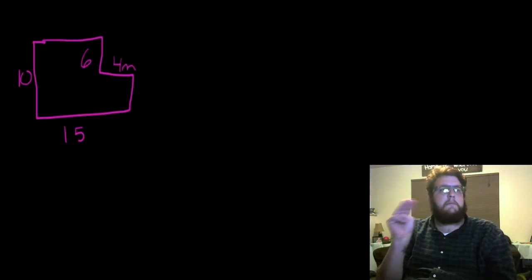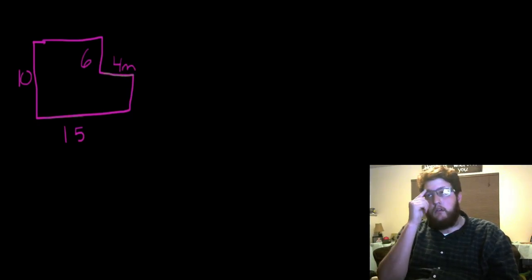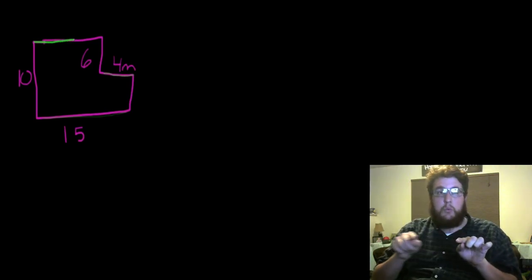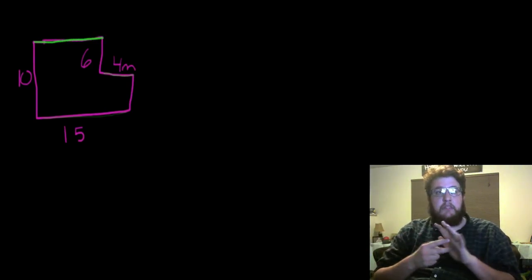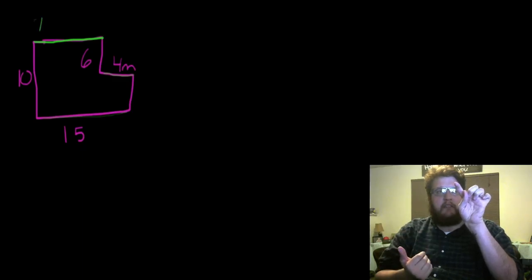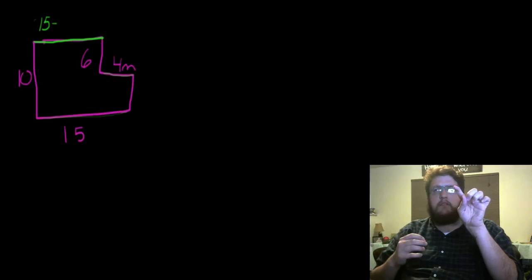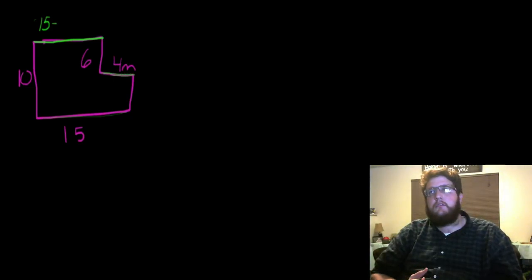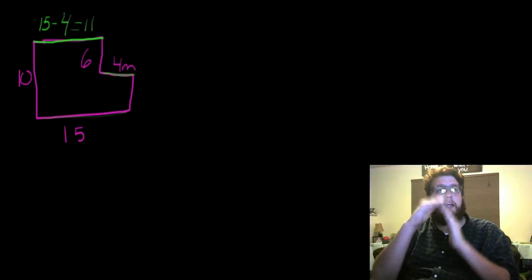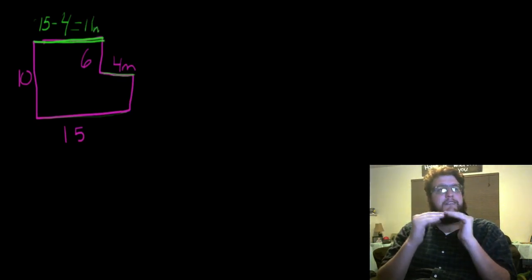So the first thing we need to do is identify the things that we're missing. Well, we know that this is 4, and this total piece is 15. So then that means that this must be all of this, 15, minus this little piece that's not up here, 15 minus 4, is equal to 11. So I know that this entire piece is 11 meters.